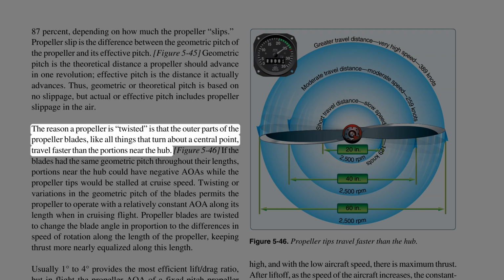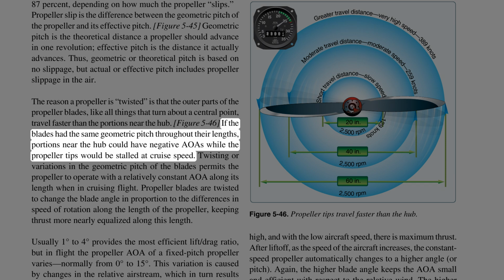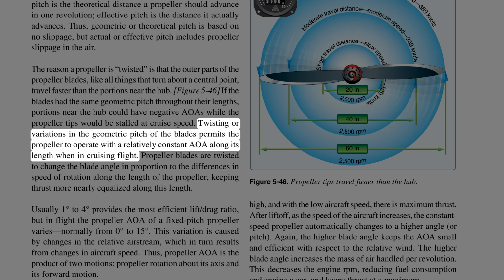The reason a propeller is twisted is that the outer parts of the propeller blades, like all things that turn about a central point, travel faster than the portions near the hub. If the blades had the same geometric pitch throughout their lengths, portions near the hub could have negative AOAs while the propeller tips would be stalled at cruise speed. Twisting or variations in the geometric pitch of the blades permits the propeller to operate with a relatively constant AOA along its length when in cruising flight.